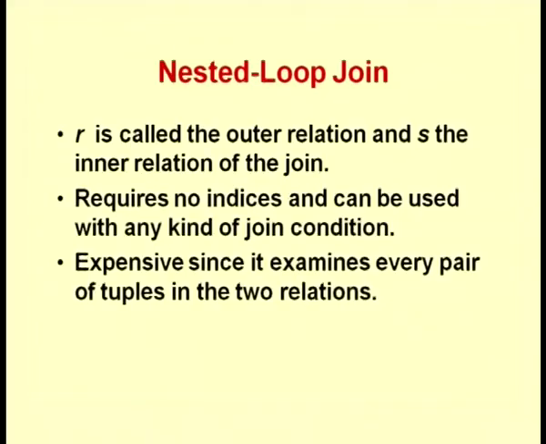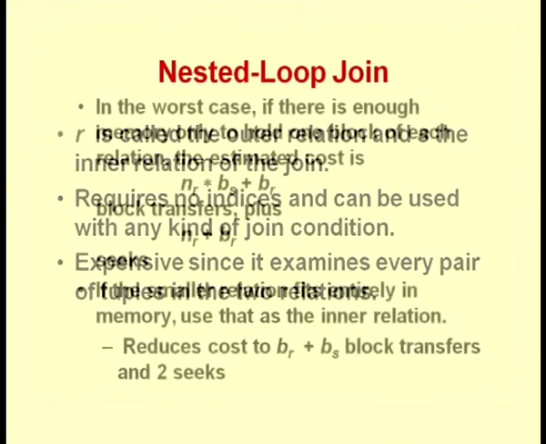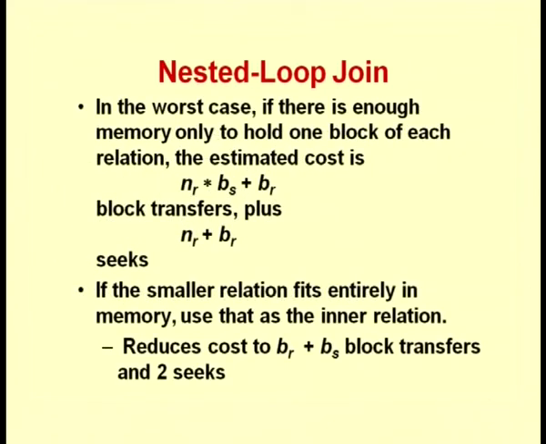R is called the outer relation and S is the inner relation of the join. It requires no indices and can be used with any kind of join condition. It is expensive since it examines every pair of tuples in the two relations. In the worst case, if there is enough memory only to hold one block of each relation, the estimated cost is nr * bs + br block transfers plus nr + br seeks. If the smaller relation fits entirely in memory, use that as the inner relation, which reduces the cost to br + bs block transfers and 2 seeks only.